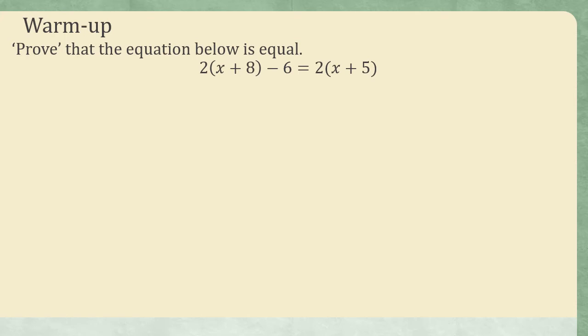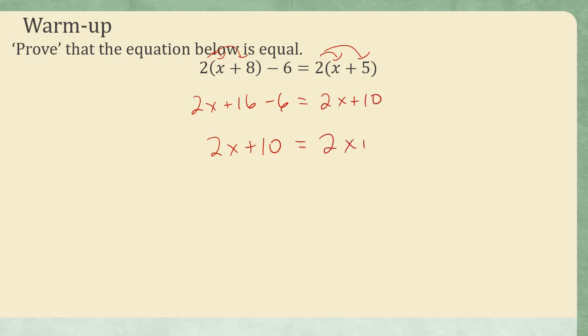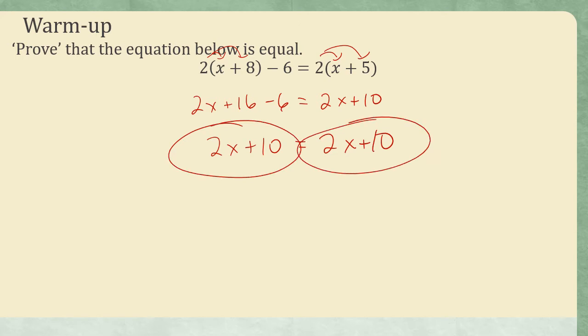So we would do some mathematical operations. We would distribute first. On the left is 2x plus 16 minus 6. I'm just going to stick to one side right now. And then 16 minus 6 is 10, so 2x plus 10. Now switching gears to the right side, distribute: 2x plus 10. Hey, I got the exact same thing on the left side and the right side. So left side equals right side.